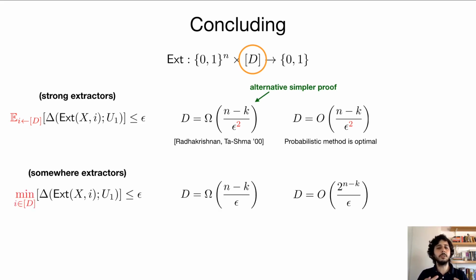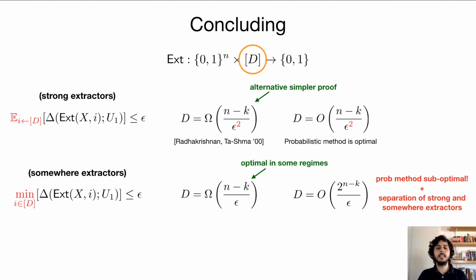Then, using our new techniques, we're also able to give a clearer picture of the minimum number of seeds required for somewhere and probable extractors. We gave a lower bound of (n minus k) over epsilon seeds for every probable extractor, and using our upper bound, we're able to show that this lower bound is actually optimal in some regimes, namely when the min-entropy k is very large. Not only that, but our upper bound also has other very interesting implications. For example, it shows that the probabilistic method is suboptimal for somewhere extractors, which is surprising because the probabilistic method is optimal for strong extractors and many other pseudo-random objects. And also, our upper bound gives a fundamental separation between strong and somewhere extractors, because it shows that somewhere extractors require significantly fewer seeds than strong extractors.